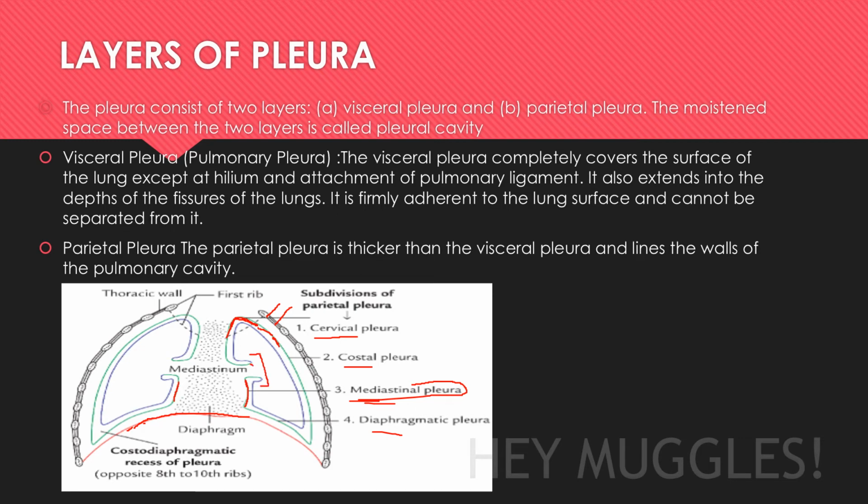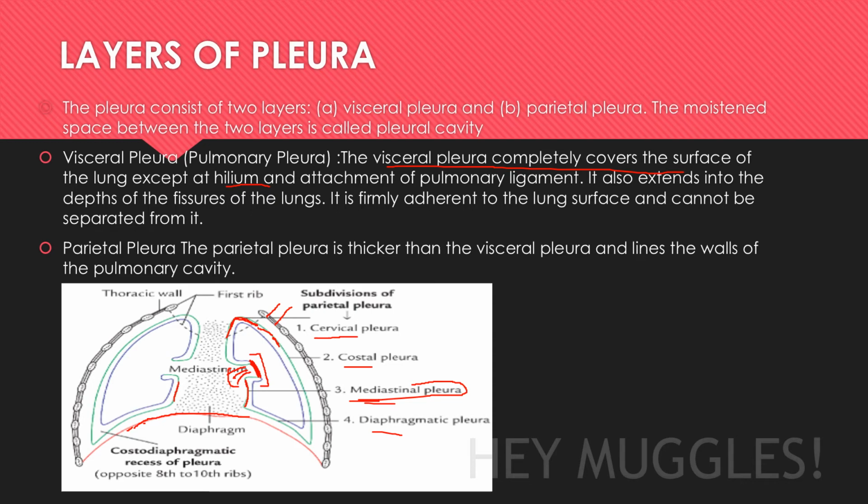This structure is your hilum, and it is your root of the lung, from where the structures are entering the lungs, right? This is your root of the lung, and this structure is your hilum. So your visceral pleura is completely covering the lungs, right? It is completely covering the surface of the lungs except at the hilum.